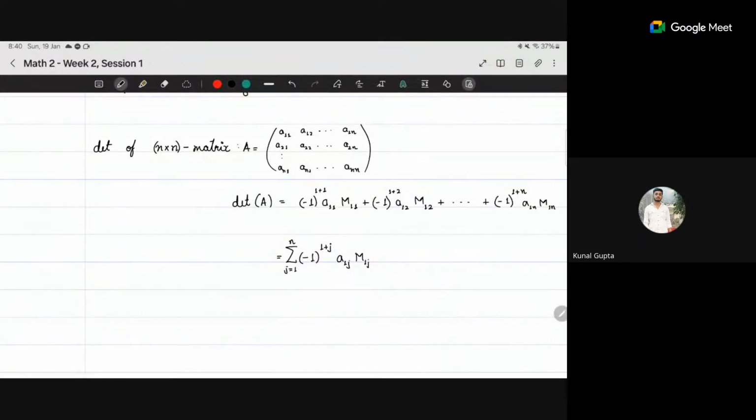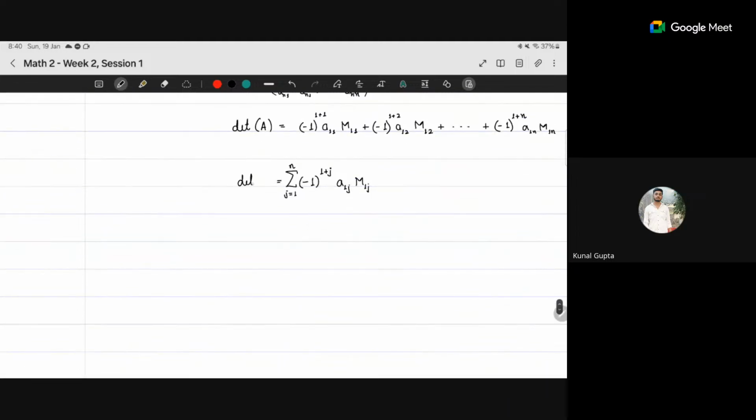So in this case, you'll have a summation containing n terms corresponding to n columns. Here we are fixing the first row. So it will be terms of the form minus 1 to the 1 plus j, because 1 is the row that we are working with, a1j and m1j. This is the definition of the determinant, the formula to compute it, you can call it that.